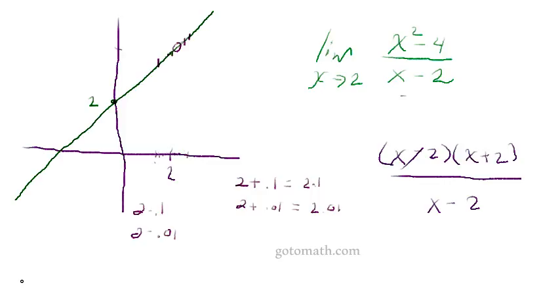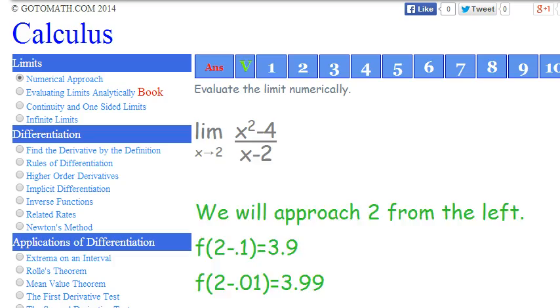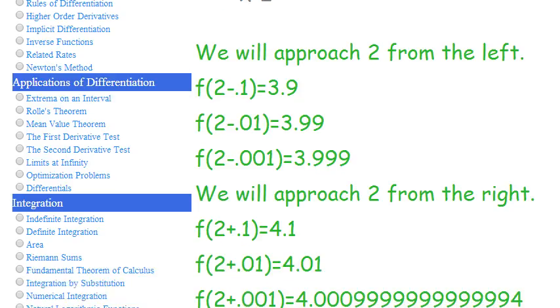Let's go back to the web page. I'm going to come over here and hit help. We've got a description here. As we're coming in from the left, that means we're going to subtract 0.1. As you can see, as we get closer and closer to 2, what's happening to this number? It looks like it's getting closer and closer to 4.